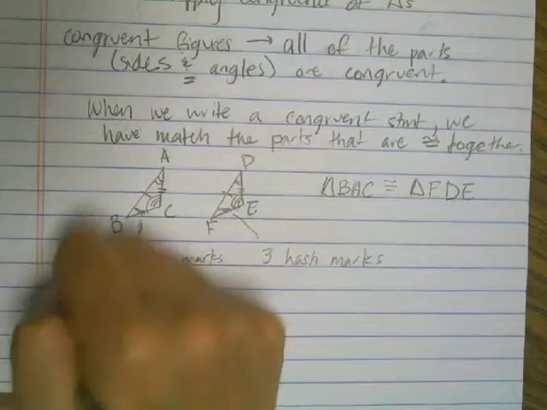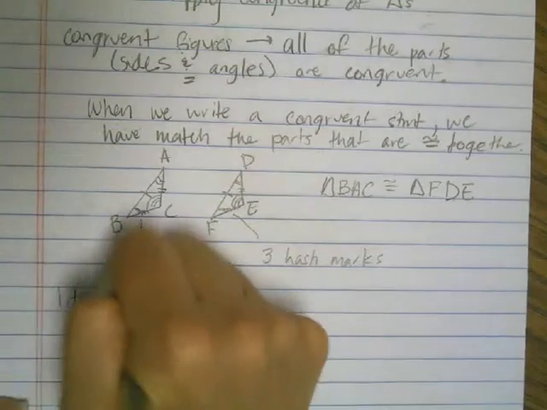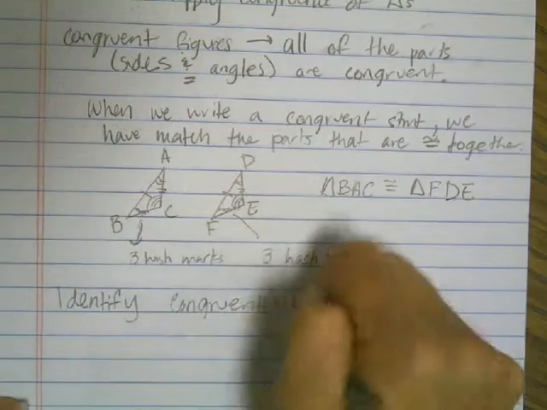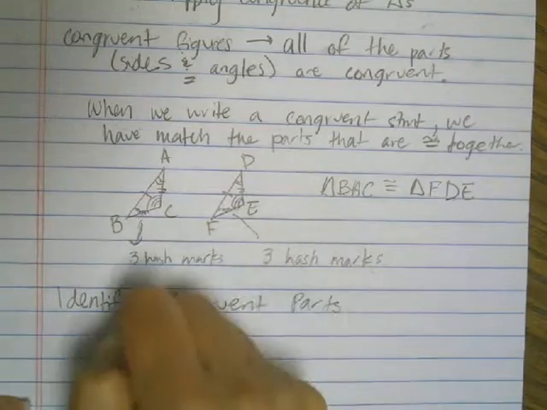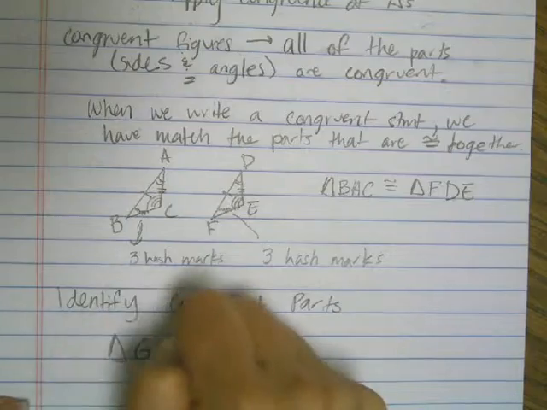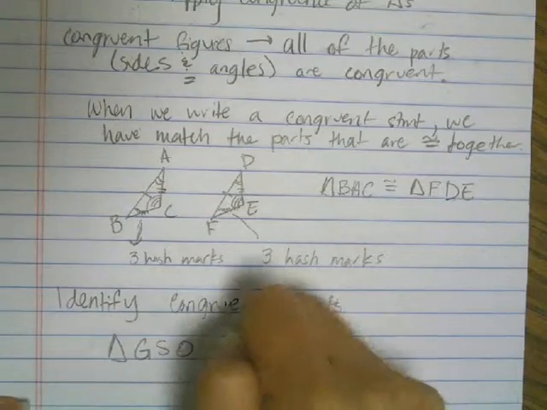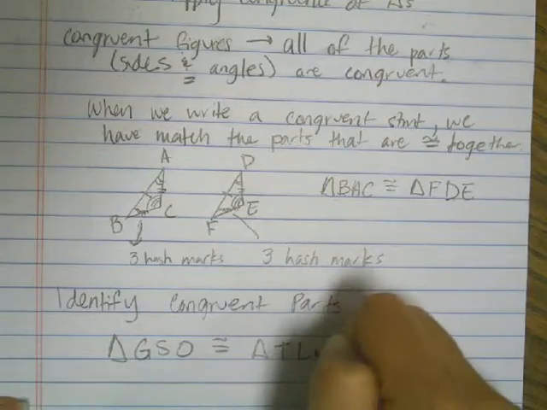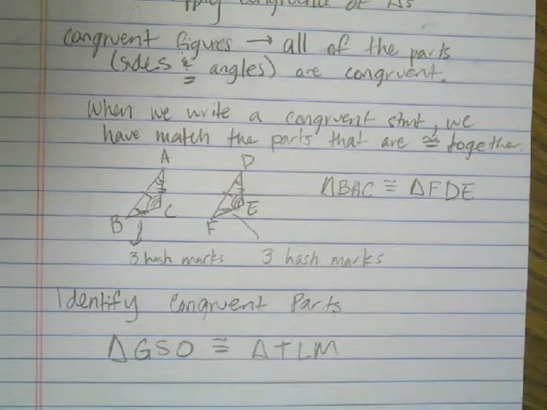When you identify congruent parts and you don't have a picture to show you, let's say you had triangle GSO is congruent to triangle TLM. Well, just like we said before, you can match them up.